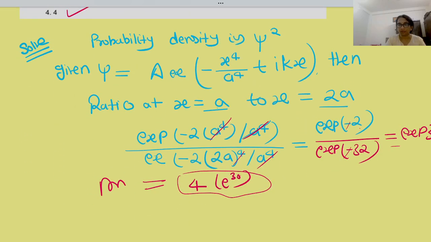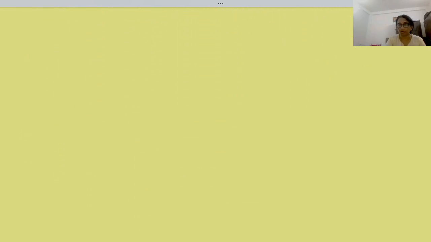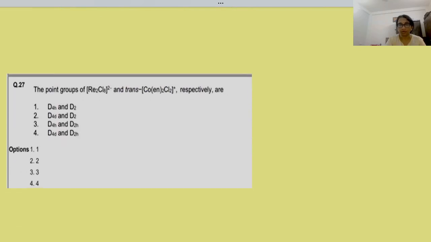Already we have discussed a lot of solutions of questions, and today we will discuss a question of group theory. In this question, they are asking about the point group of a negative ion. The name of this ion is octachlorodirhenate, because of rhenium, and trans cobalt chloride.